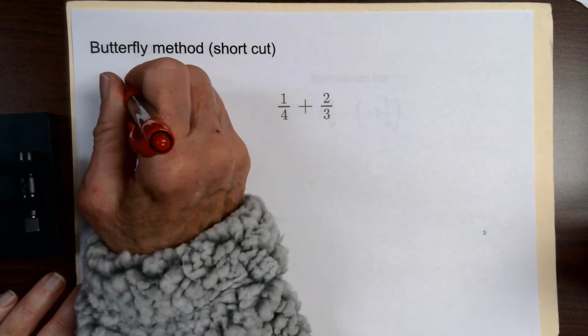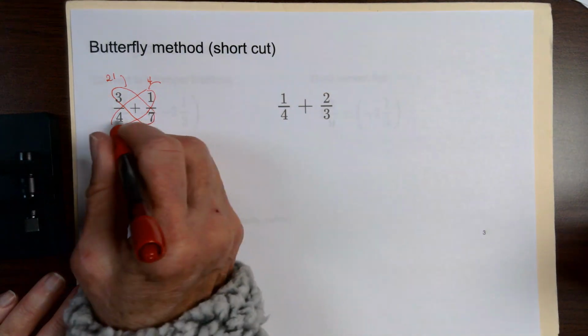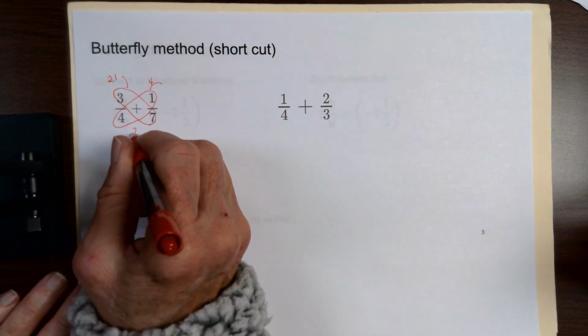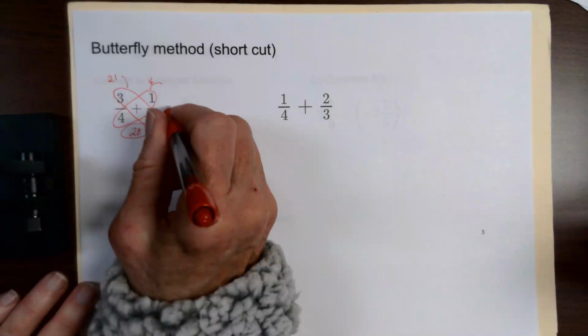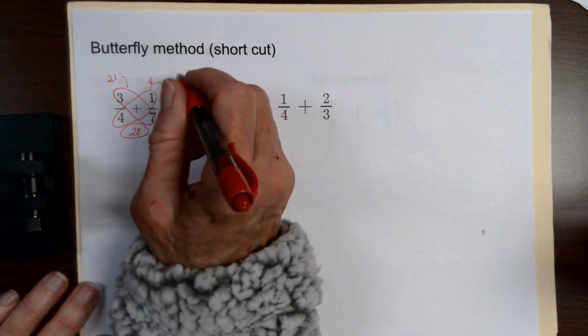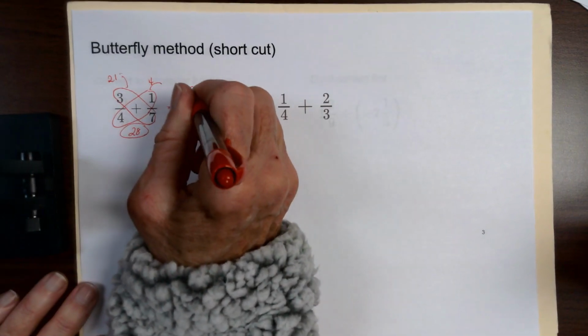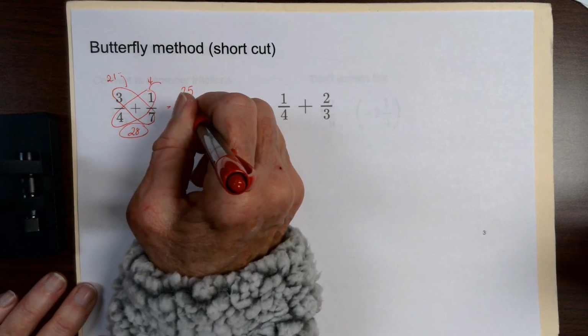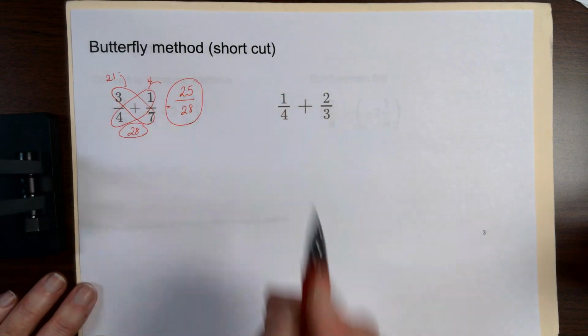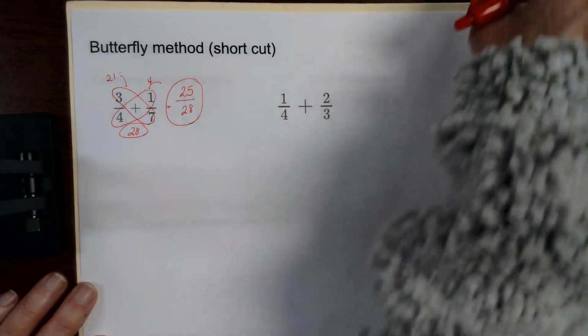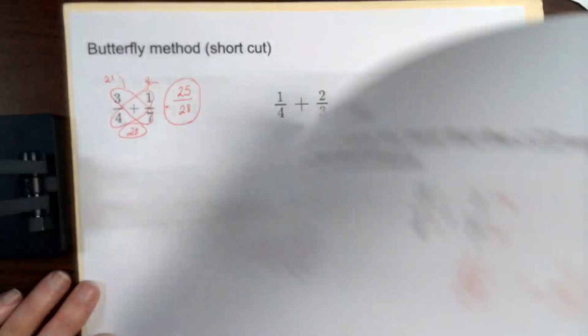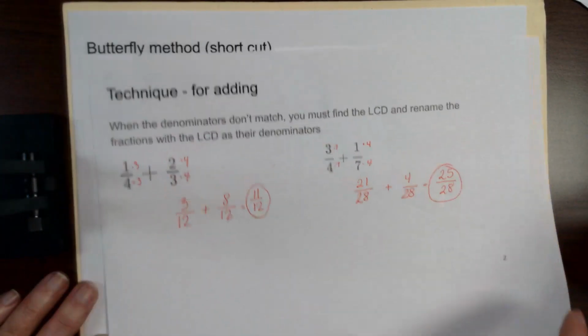If you want, you can put the little butterfly antennas on. And then I'm going to multiply across here, and I'm going to get a 28. So then I'm going to go 21 plus 4 is 25. And I bring the 28 over. So that's going to give me a 25 over 28, which is the same thing you got when you did it the other way.